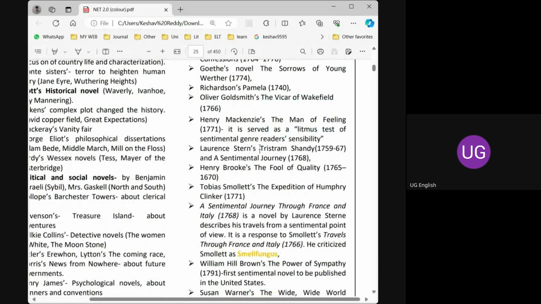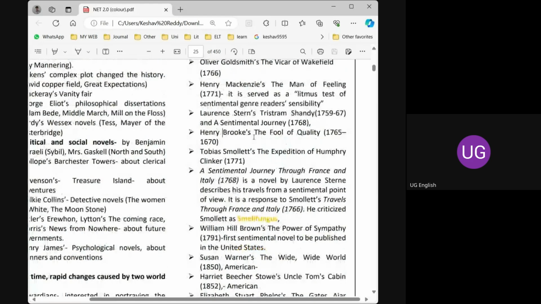And Tristram Shandy, we discussed, is an unconventional novel, experimental novel, very important. And Henry Brooke's The Fool of Quality, Tobias Smollett's Humphry Clinker, and this is a very important term. This is one of the NET questions previously asked. Who is Smelfungus? Or the question may simply be asked as who is criticized as Smelfungus by Tobias Smollett.